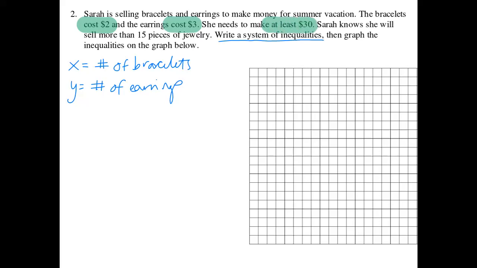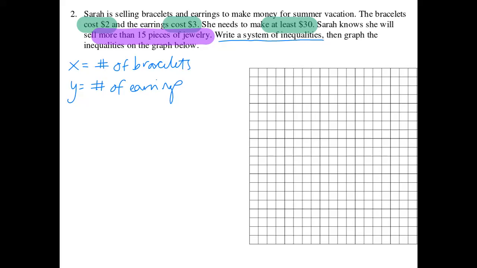I've got three numbers that have dollars here, so that to me stands out a little bit because the other number that they gave us, there's only one more, says more than 15 pieces of jewelry. It's not a dollar amount. So based on the things I just highlighted, I'm thinking that those might be our two inequalities. So let's see if we can piece this together.